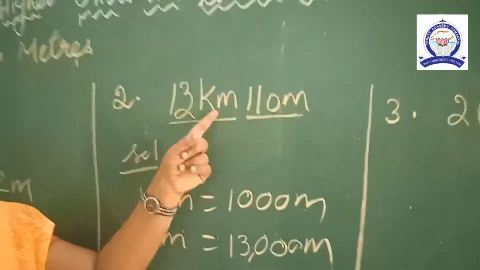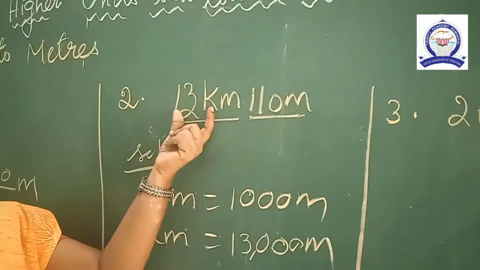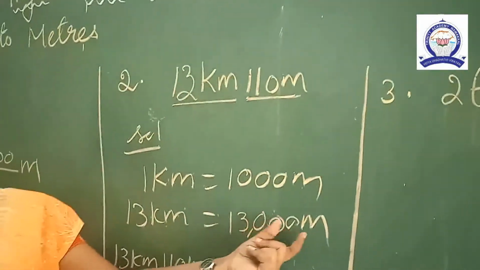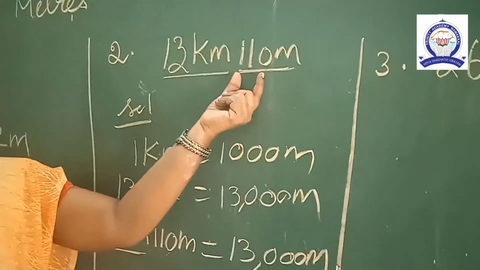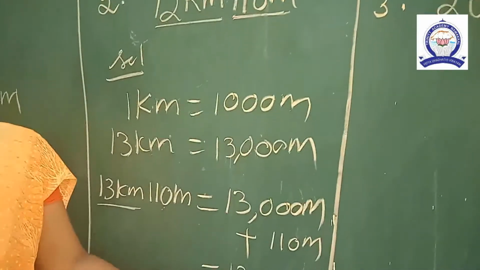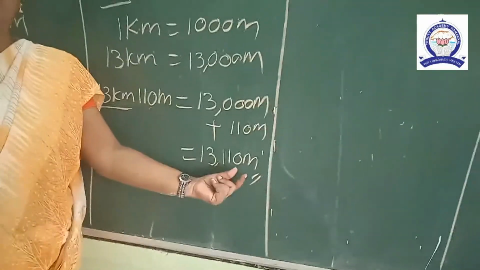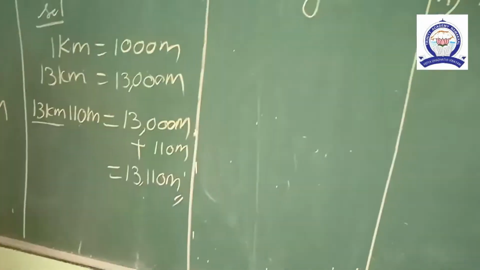So 13 kilometer 110 meter. So 13 kilometer என்ன எழுதணும், 13,000 meter plus கூட 110 meter add பண்ணா you will get 13,110 meter. Okay, see the next sum.